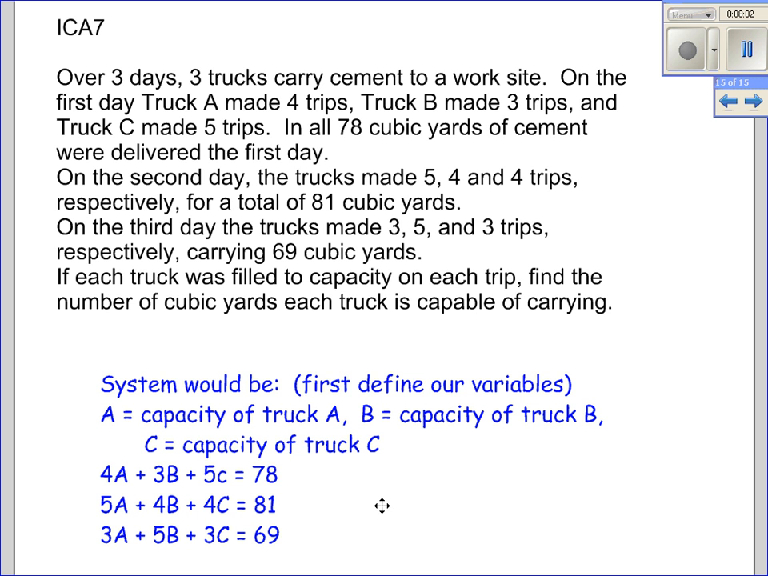So I just wanted you to see how they got set up, and then we'll talk more about solving and how to use our calculator to do all the hard work for us coming up next.